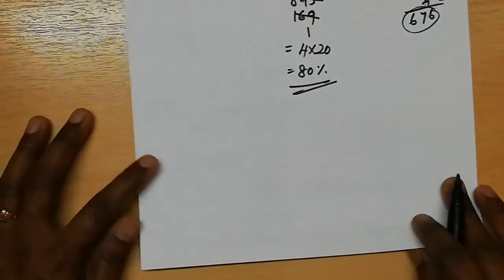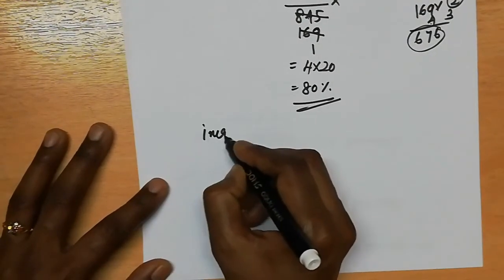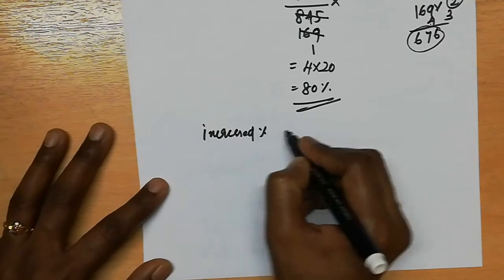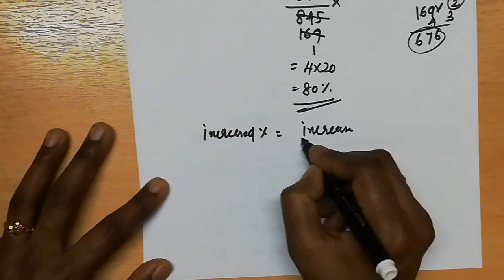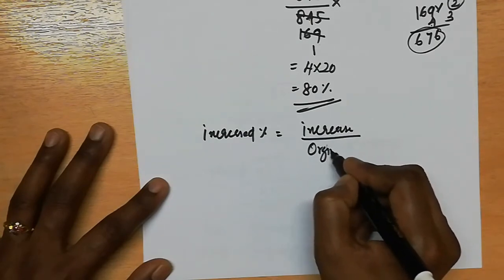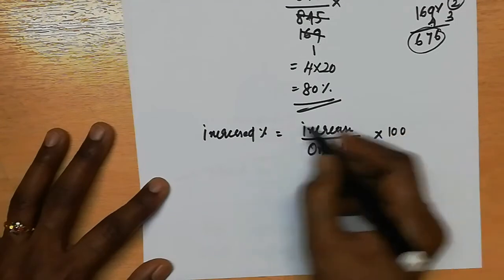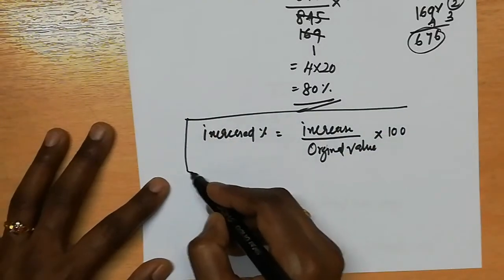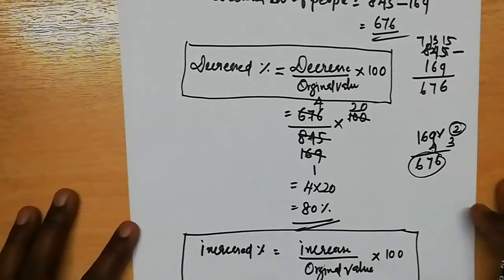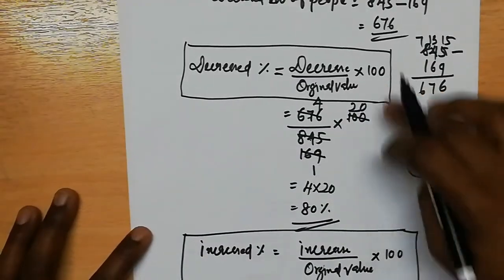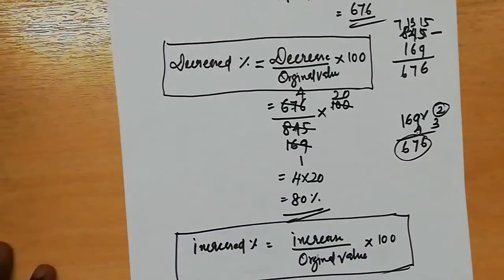If you have to find increased percentage, how will we write it? Increased percentage can be found by increase divided by original value into 100. That one also you should memorize. Okay, this is the only thing you have to keep in your mind. Then I think all of you are clear with this question number 2.